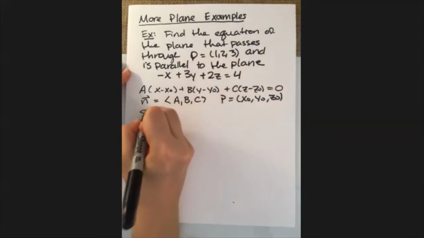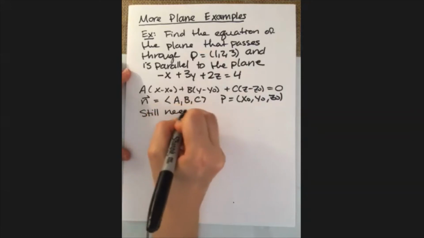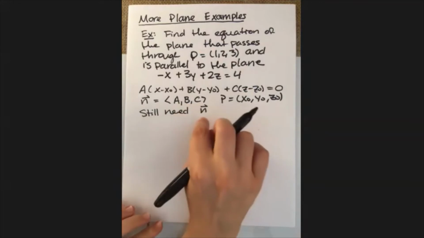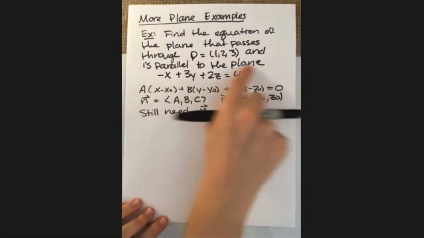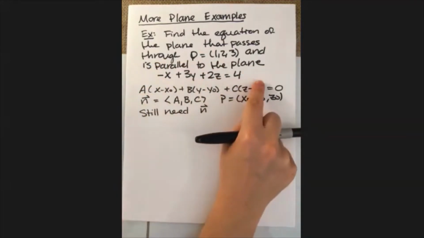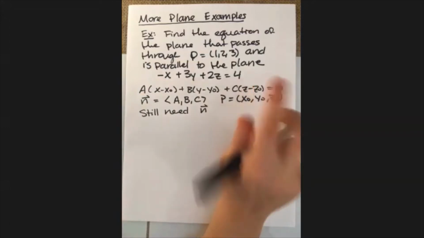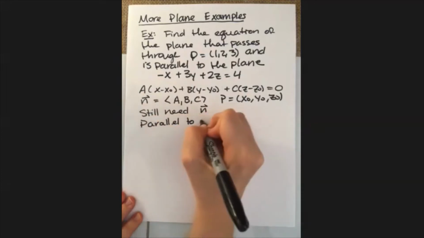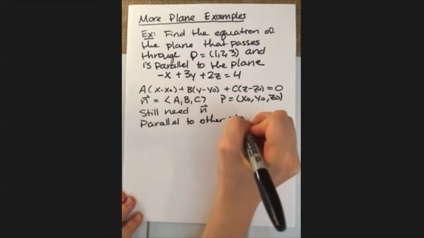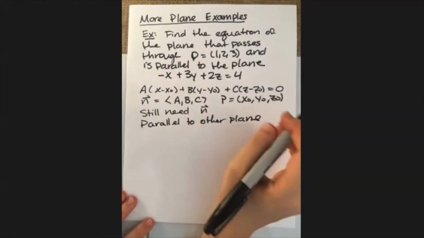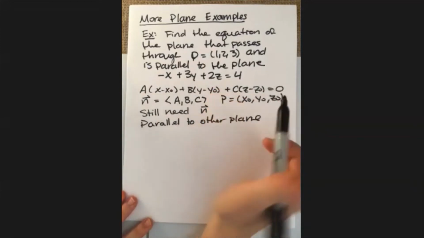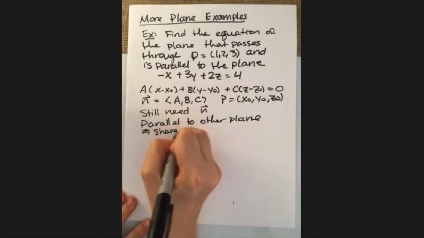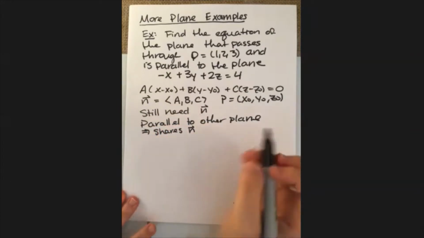But what we really need to find is that normal vector n. And somehow this normal vector n has to be based off of the information that we've been given about it being parallel to another plane. Since it is parallel to that plane, we know that it has to share a normal vector with this plane. So why would that be?